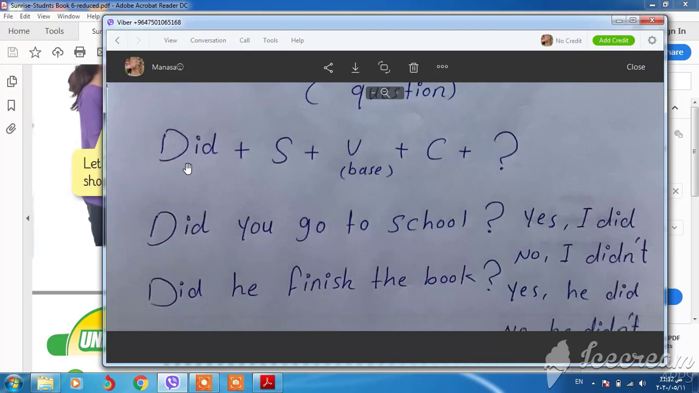Okay, after did we should have subject like positive and negative, and also we have verb base because we have did. If we have did for question and we have didn't for negative, the verb will be base, and we have complement and we have question mark. Please don't forget question mark.